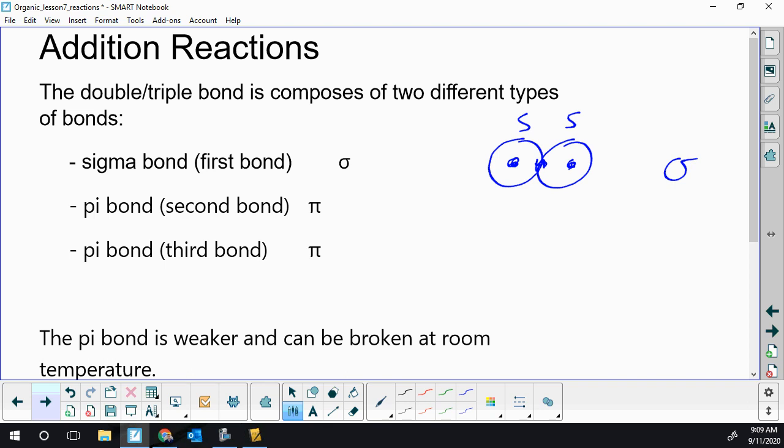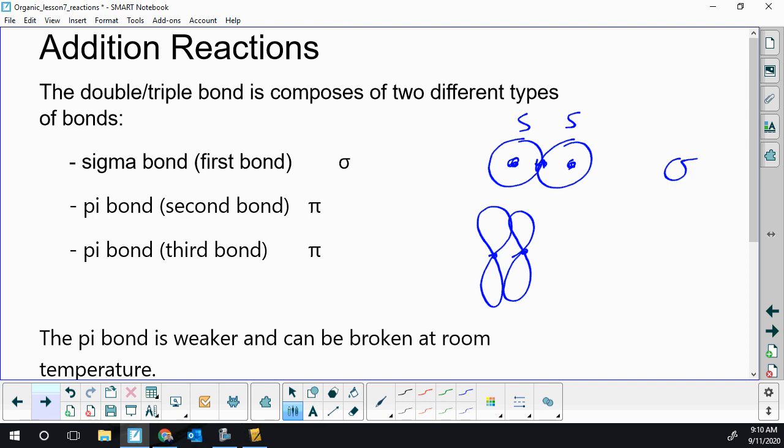All you really need to know is the very first bond is always sigma, and that's the short message. You don't even need Chem 20 AP to realize. The second or the third bond that we're going to be breaking in addition chemistry are from p orbitals, which look like two figure eights.